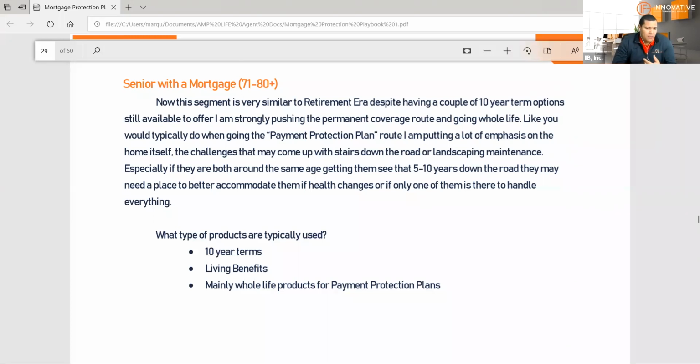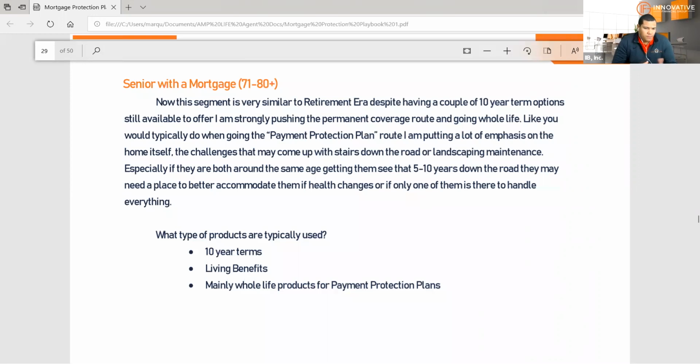But you want to put a lot of emphasis on the actual property: the stairs, the landscaping, the maintenance. Are they able to keep up with it? Even if they might be able to do it now, 5 to 10 years later, are they still able to maintain it? What if their health changes? Is that home suitable to accommodate those changes, or would they end up downsizing or even selling?